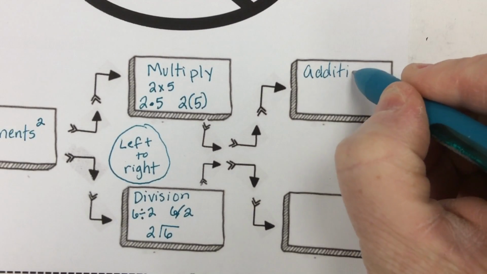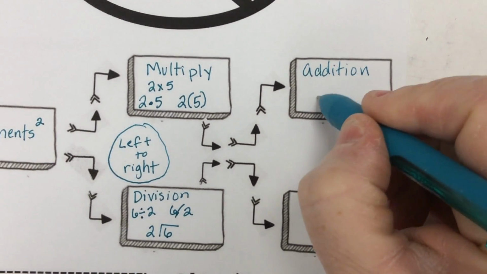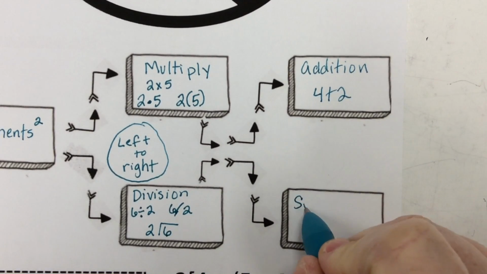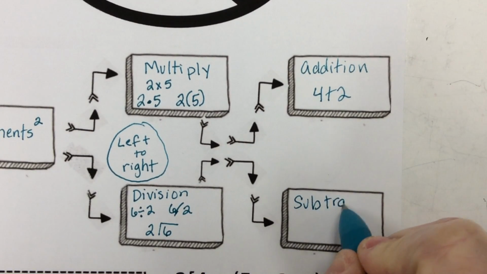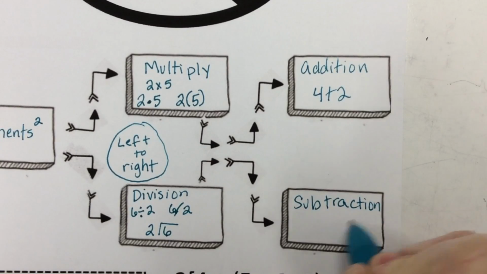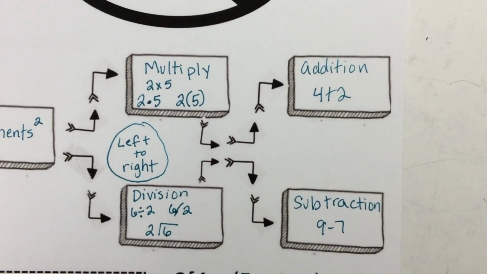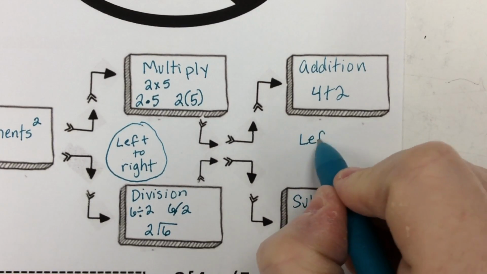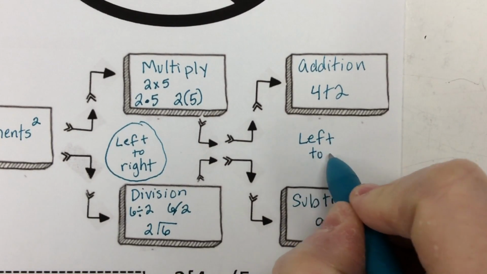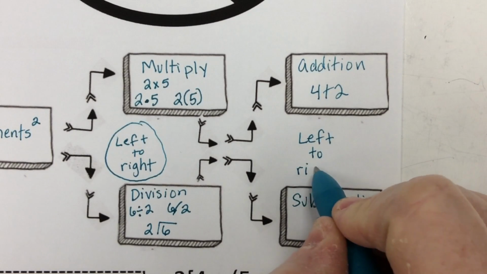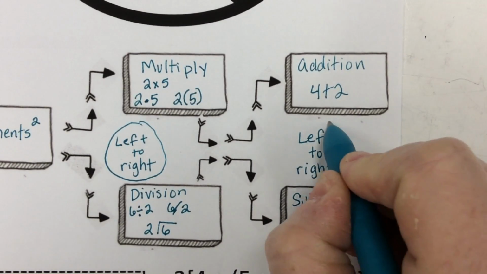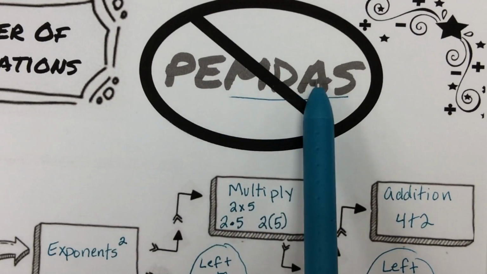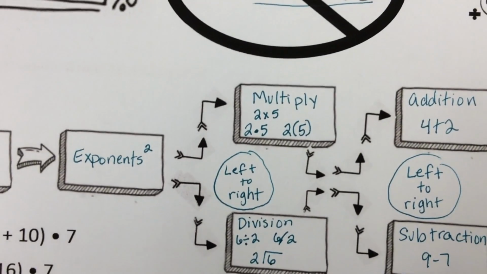There's not as many ways to show addition, just 4 plus 2. Okay? And subtraction, 9 minus 7 is still just 9 minus 7. There's only one way to write that. But again, we go left to right. So when I mentioned your elementary teachers were not completely honest with you, well, maybe the problems they gave you all had multiplying on the left or adding on the left, but that's not always the case, all right?